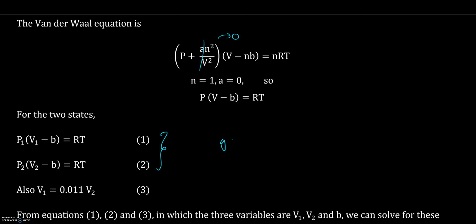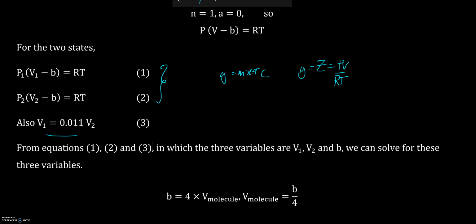So this is similar to y equals mx plus c, where y is same as Z, which is PV by RT. If you don't take my word for it, try this out, you'll get this same form of equation. And the third equation is the relationship between the two volumes. From here on is just simple substitution.